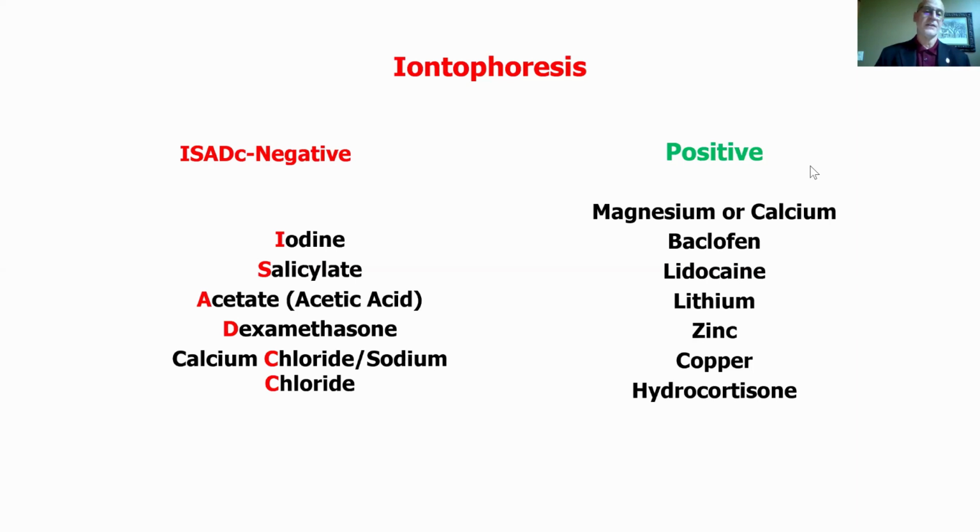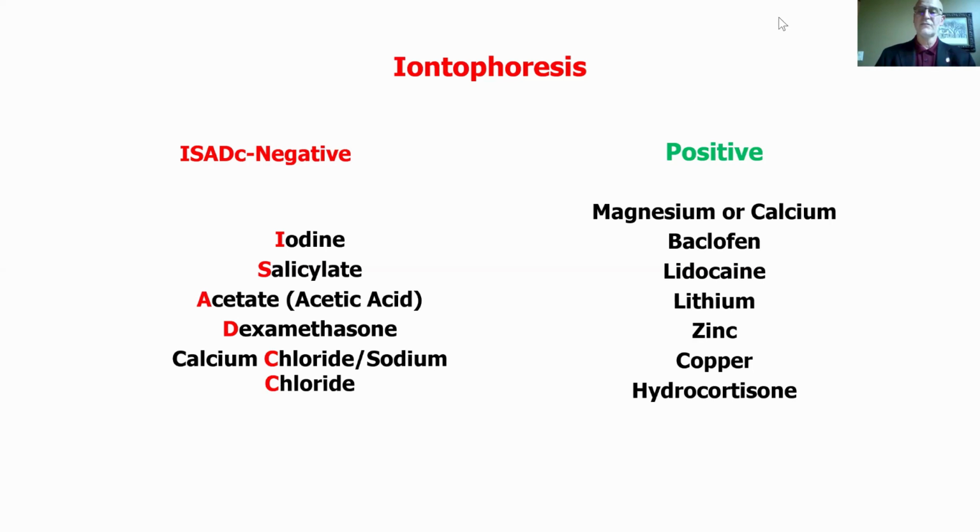So a couple things. If you can remember this, I said C, all right? Those are all negative: iodine, salicylates, acetic acid, dexamethasone, and then your chlorides, right? Those are all negative. I said C. And so then what are the other ones we use? Positive. So I don't even have to sit there and memorize the other ones, right?